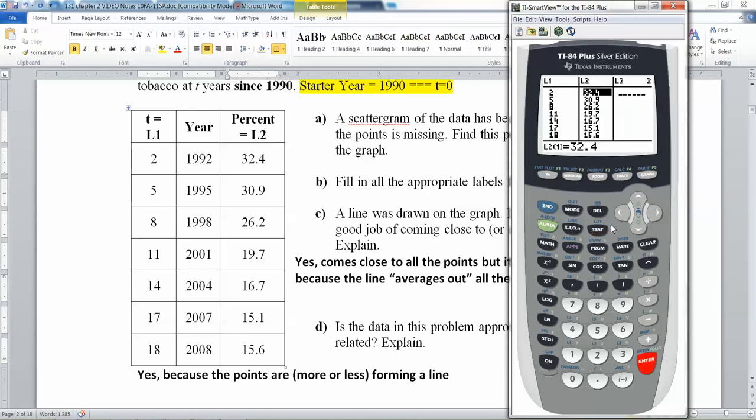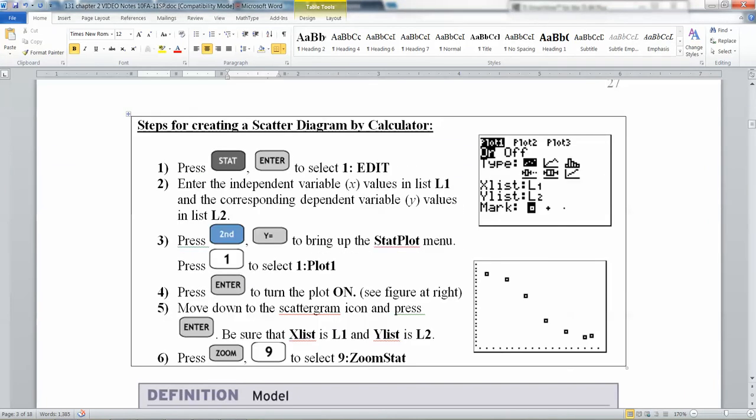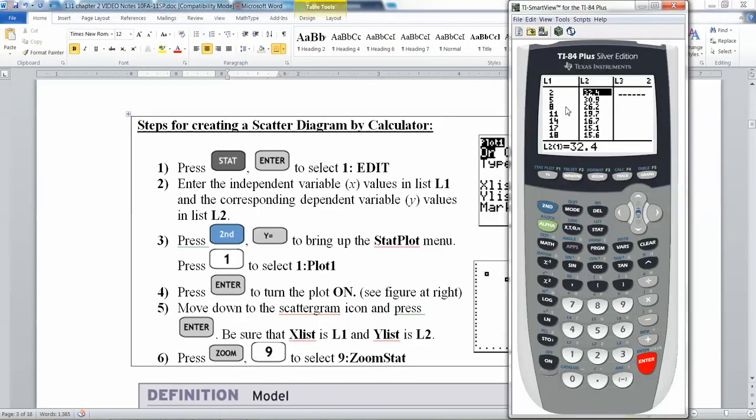All right, so now that you have them in there, you need to turn on your scatter plot. There's a short way to do this and a long way to do this. The short way is to go to y equals, clear out any old equations you've got, and go up to plot 1 and press enter. Then it'll be dark, which means it's turned on. That plot 1 is a scatter plot, at least it should be.